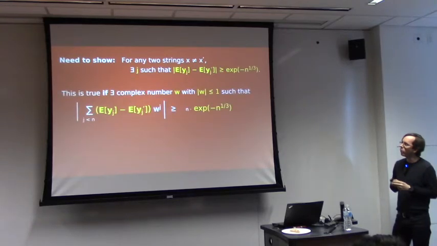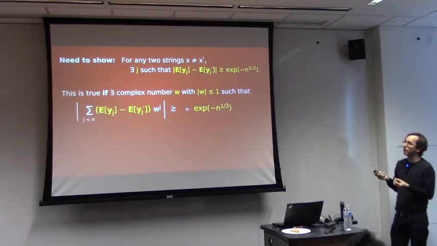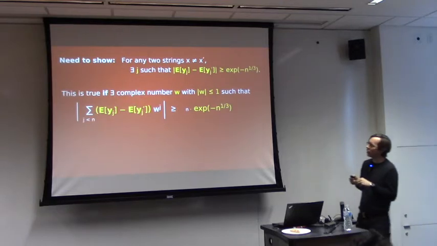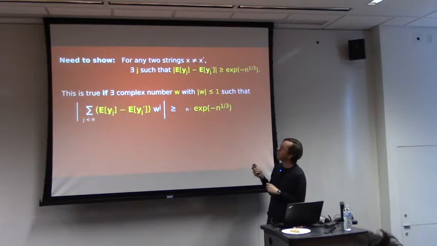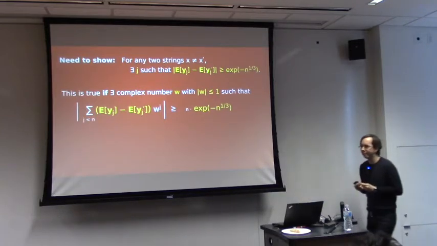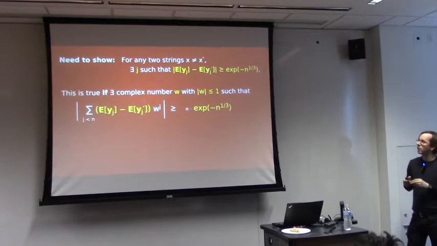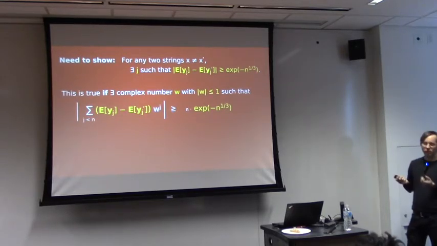Okay, so we're going to try to show that these are vectors, expected value of yj and expected value of y prime j. We're going to show that they have some coordinate where they differ by at least a little bit in this kind of weird way. It looks weird, but this is actually true if and only if this is true, I think, if you put magnitude of w equals 1. So even though it looks like a weird move, it's actually not losing anything. It just looks weird.